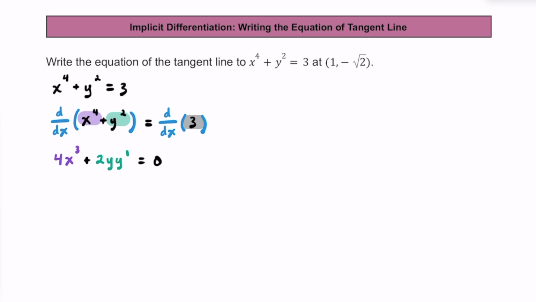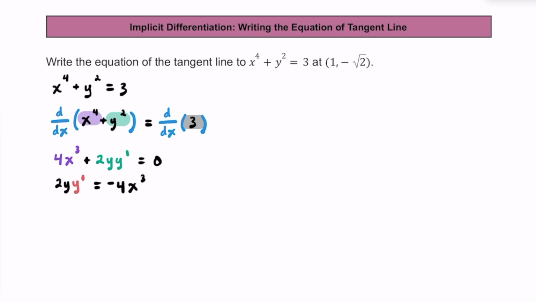All right, so we're looking for dy/dx, or this y prime here. So let's subtract this 4x to the third power from both sides of the equation. If we do that, we're going to end up with 2y multiplied by y prime, and that's going to be equal to negative 4x to the third power. And remember, we're trying to get this y prime alone, or this dy/dx, so we're going to highlight that in a different color.